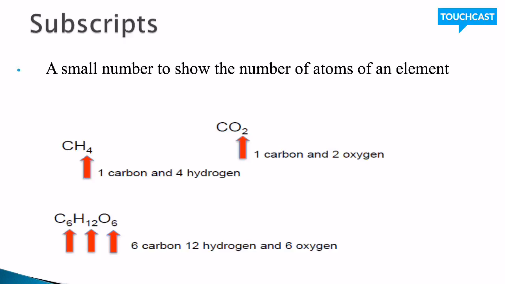All right, now I'm throwing a lot of words at you, but we have to differentiate between subscripts and coefficients. Remember, to differentiate means to tell the difference between. So a subscript is essentially a small number to show the number of atoms of an element, okay? So we're talking about all these tiny, tiny numbers here. Remember in the previous slide, I just showed you that glucose that they drew, the number's too big. Okay, so subscript is a small number.